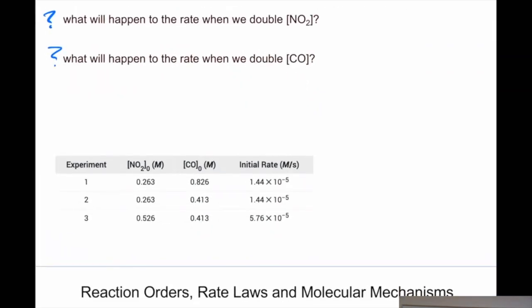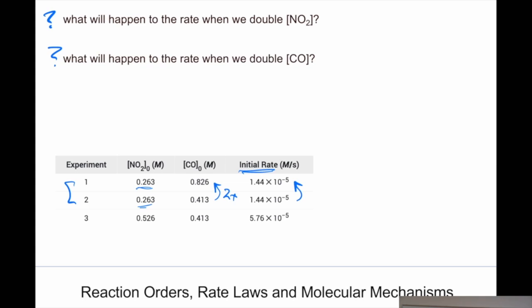If we look at this data, there are 3 experiments, and just look at experiment 1 and experiment 2. We're keeping the concentration of NO2 the same, but we're doubling the concentration of CO. Now, you all said that if you double the concentration, it should double the rate. But look what happened to the rate here. The initial rate, is it changing? No. So we increased the concentration of CO, and nothing happened to the rate. So you're wrong.